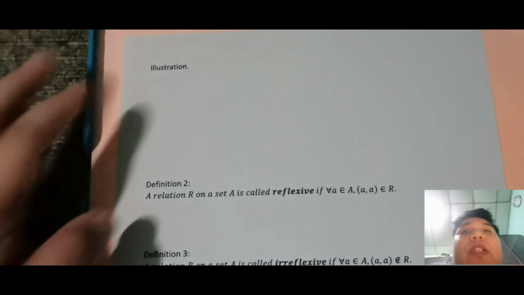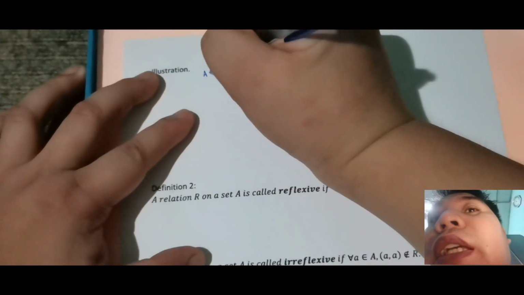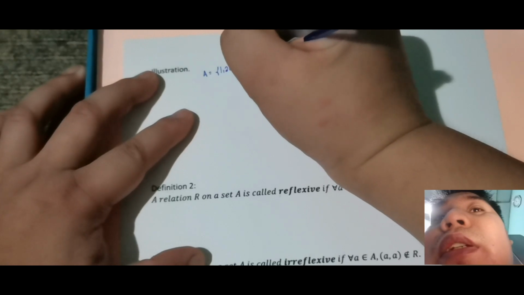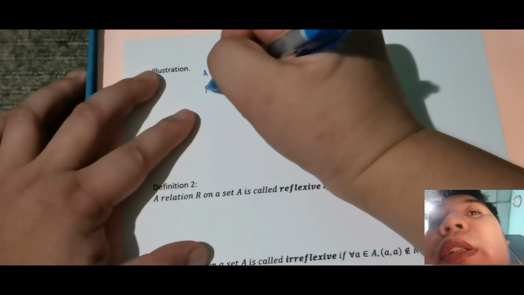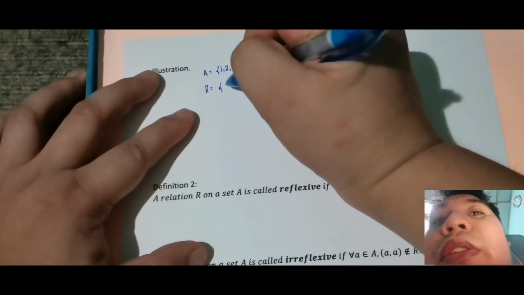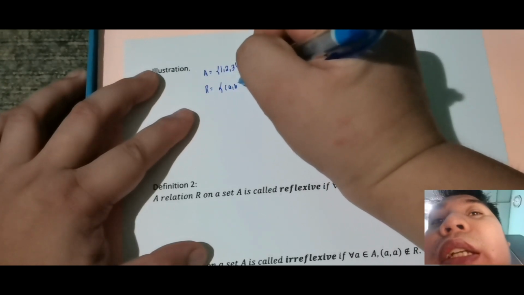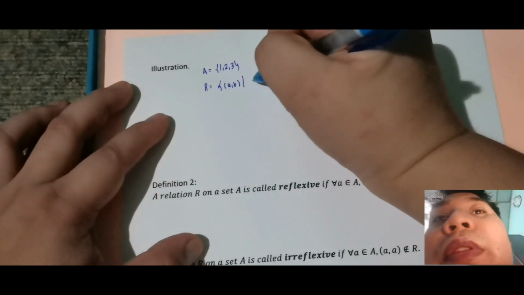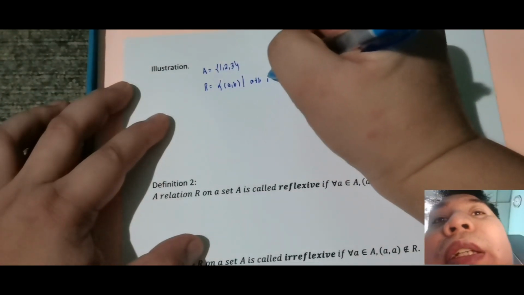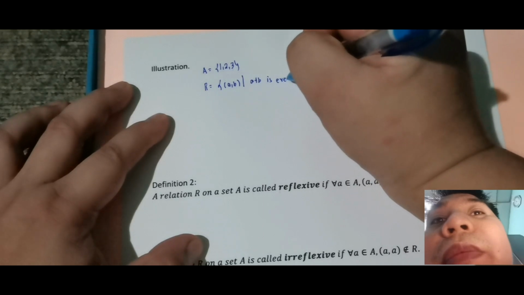Okay, so let's have another illustration. Medyo ibahin ko. For example, A is the set containing 1, 2, 3. Let's say that R is a relation under A such that (a, b) is in R when a plus b is even.